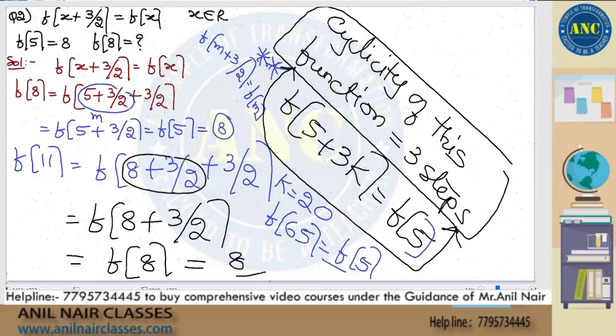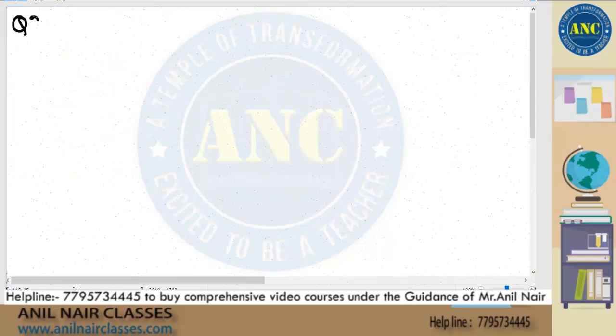Extremely important questions. Keep listening to the class one by one, sir. By the time we complete 20 to 25 questions, you will get clarity on this question. Cyclicity of this function is 3. Question number 3. Question is like this.